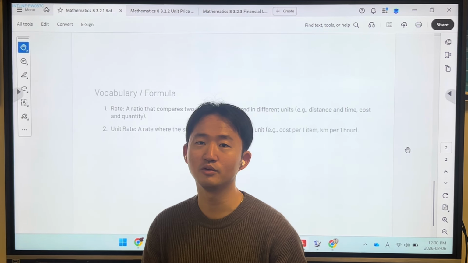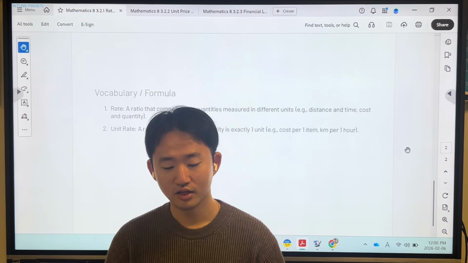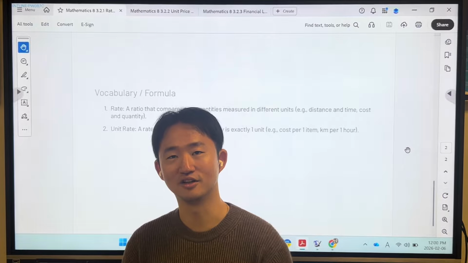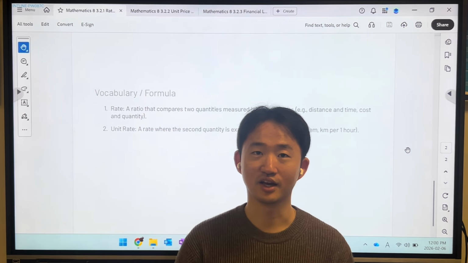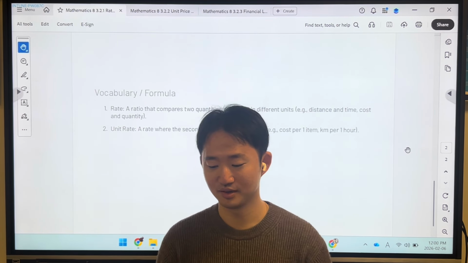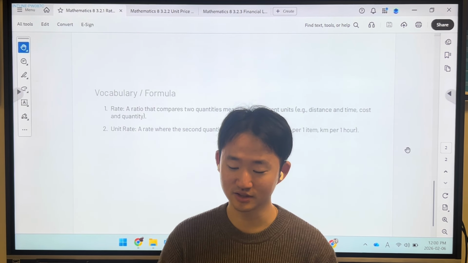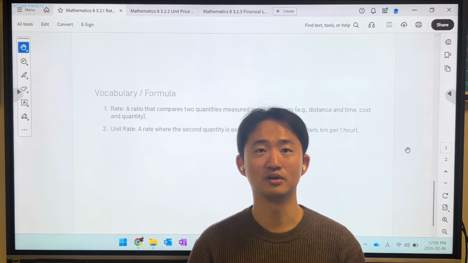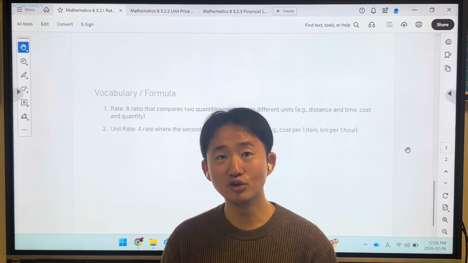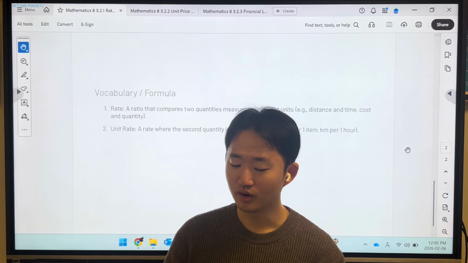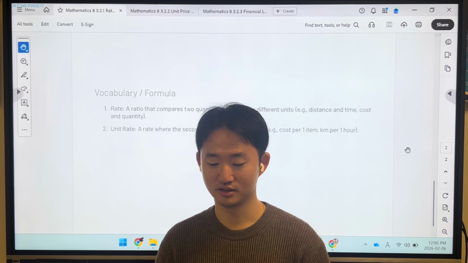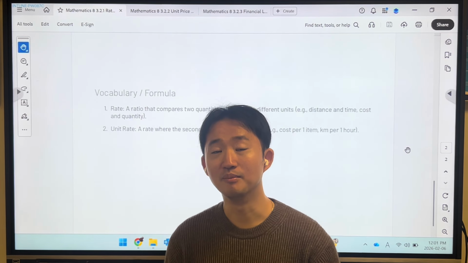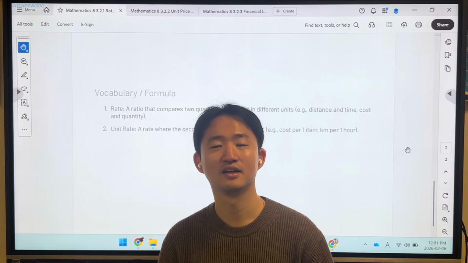So in today's video, we learned 2 vocabularies. One, the rate. The rate is a ratio that compares 2 quantities measured in different units. So in this case, for example, the distance to time was the rate that we found in the first example question, and the cost per quantity is the example from the second one. The unit rate is a special type of rate where the second quantity is exactly 1 unit. So per 1 kilometer, per 1 minute, per 1 pack, and so on.